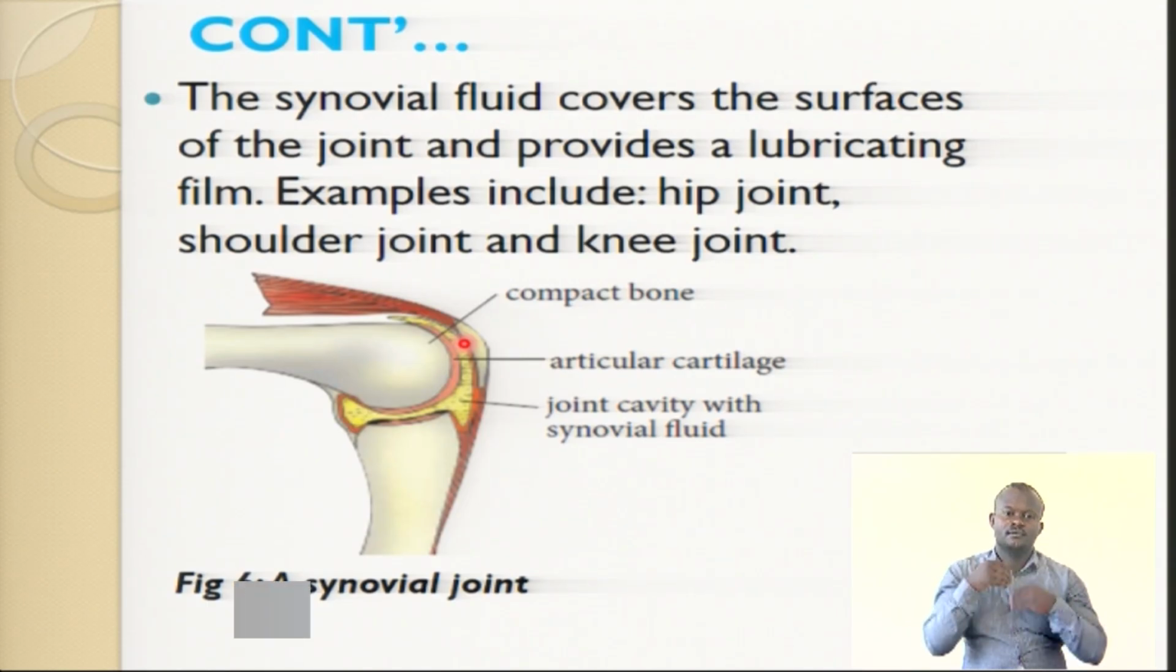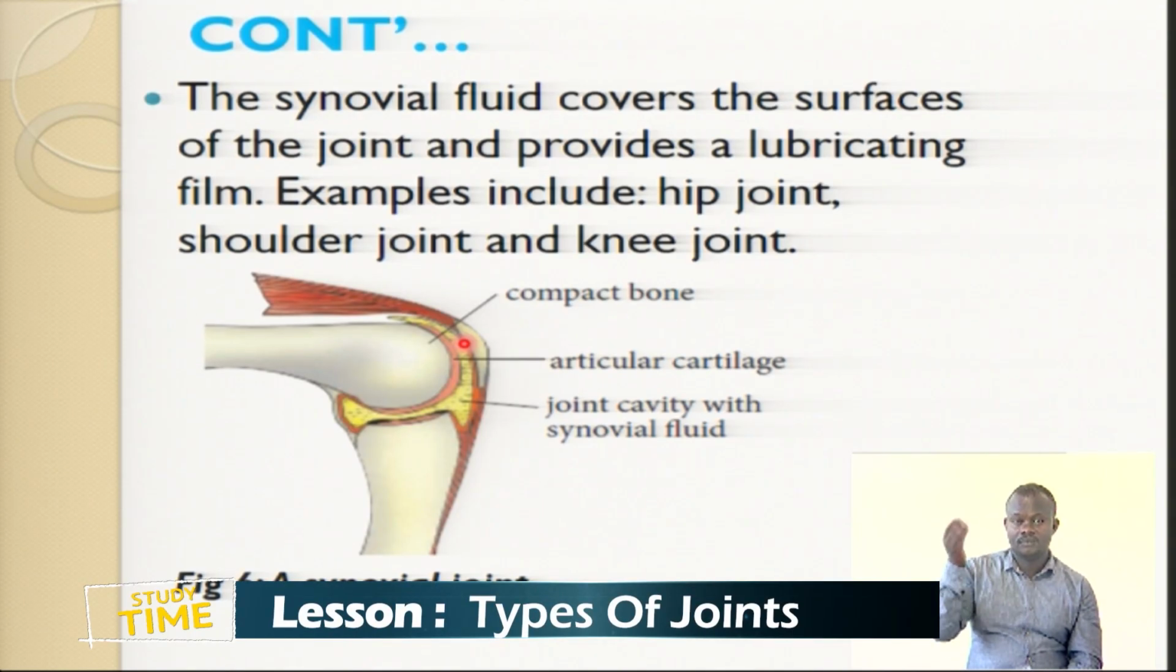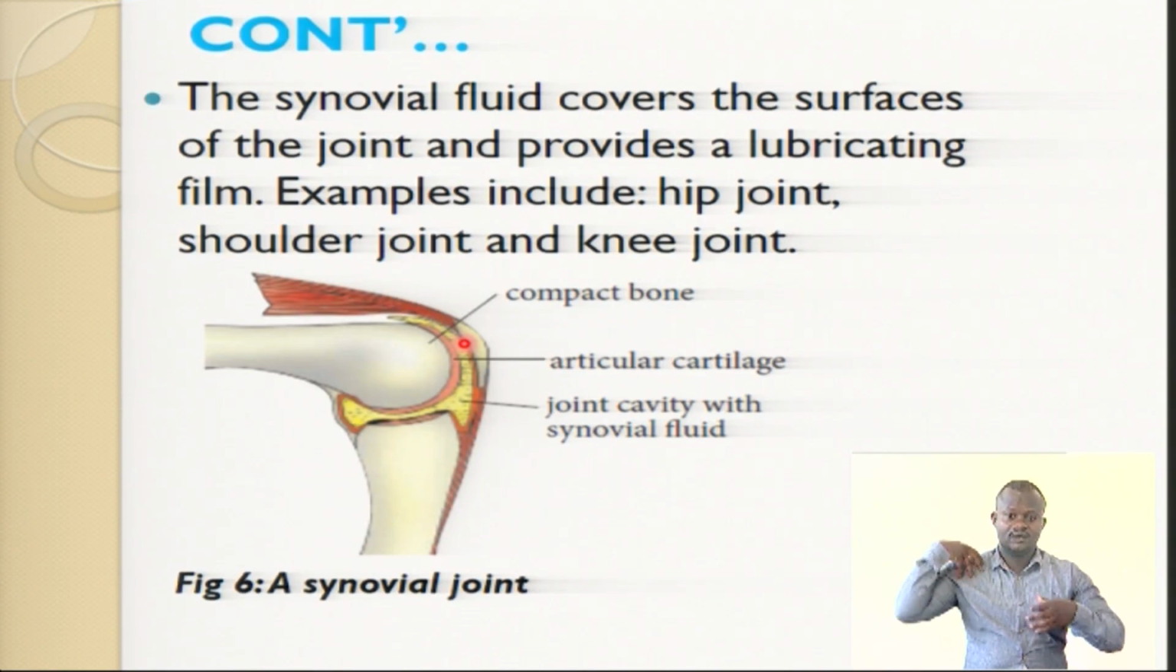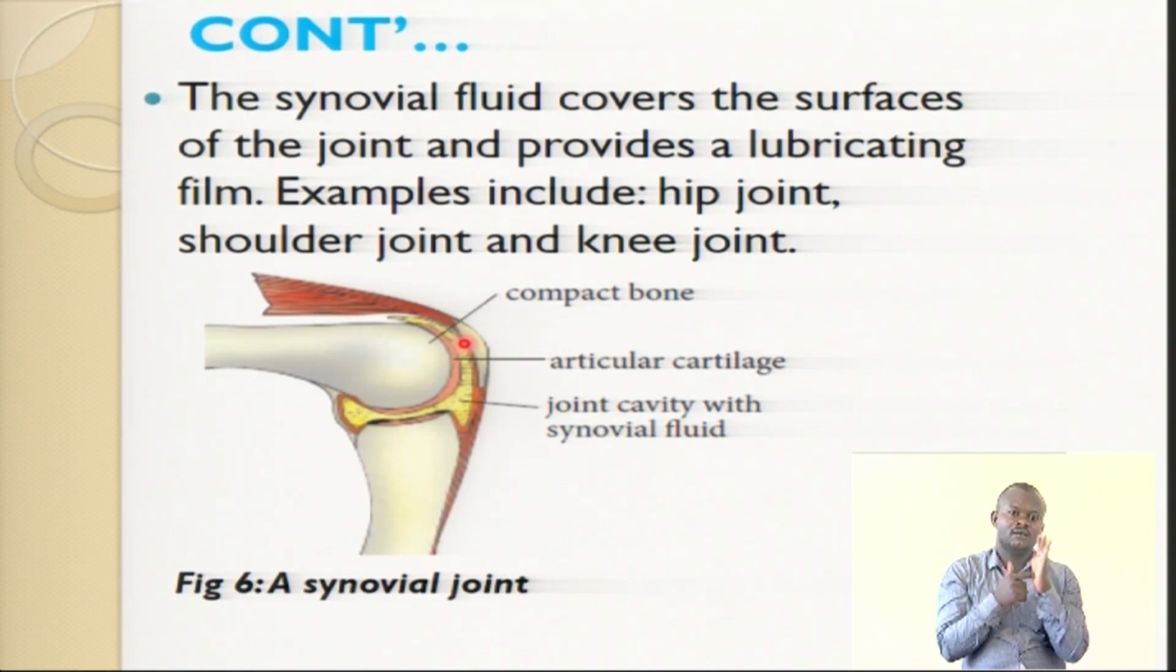Let's have the synovial fluid diagram. Synovial fluid covers the surfaces of the joints and provides a lubrication film. Lubrication film is normally done by synovial fluid. So synovial fluid prevents the bones from friction. Examples include the hinge joint, the shoulder, because the shoulders contain synovial fluid, and even the knee joint, and the ball and socket joint. There is synovial fluid there.